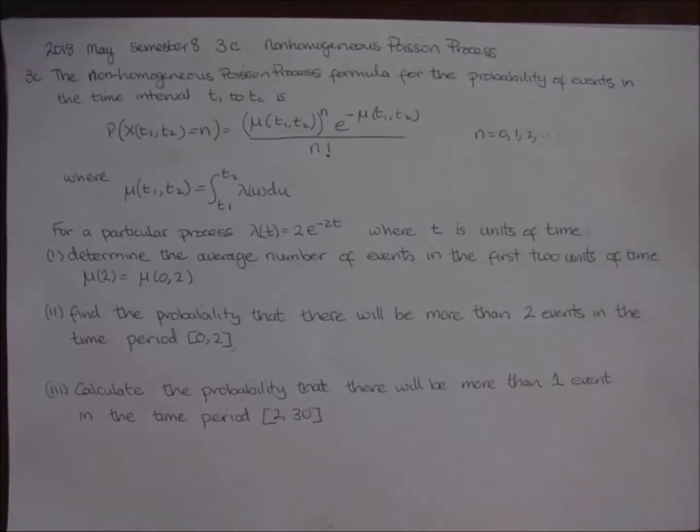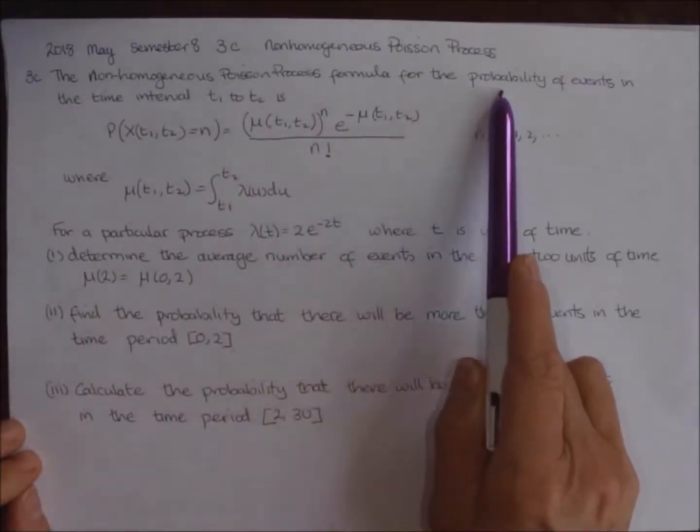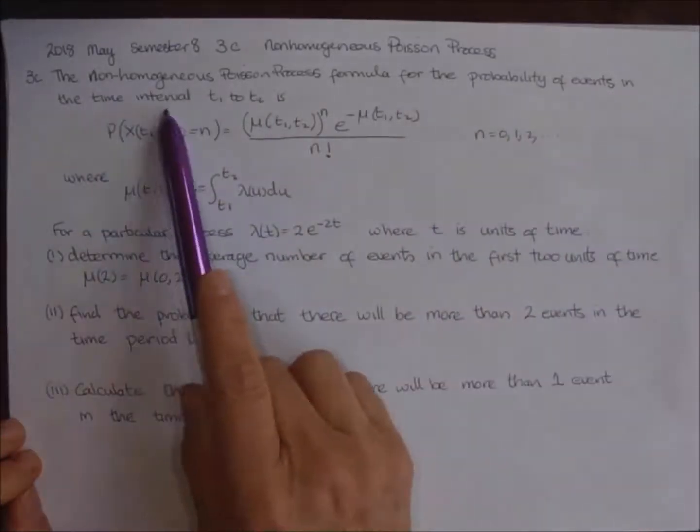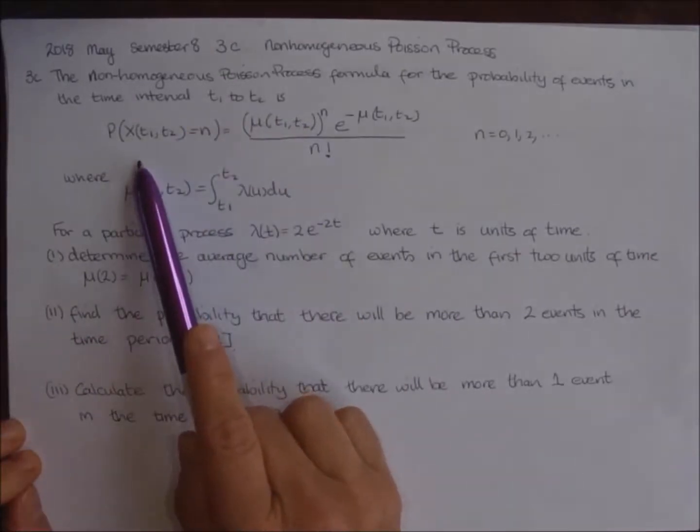Hello, this is the May 2018 paper again for semester 8. This is 3, part C. It's about the non-homogeneous Poisson process. And the question 3C is, the non-homogeneous Poisson process, formula for the probability of events in the time interval between T1 and T2 is given by this large equation here.